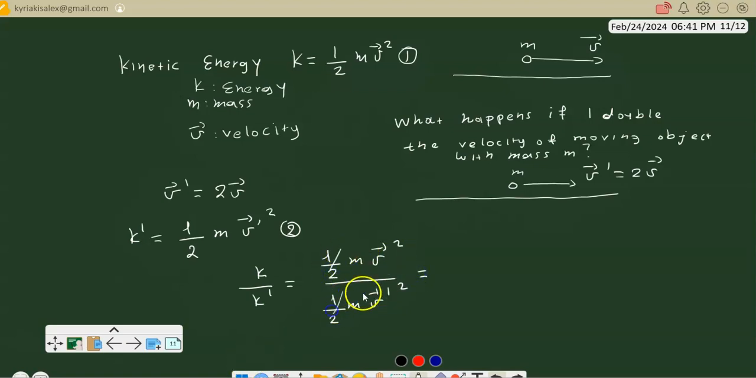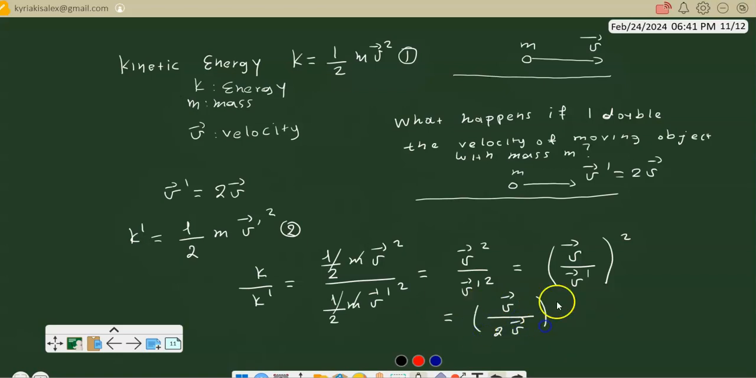So in these terms, I have v squared, the velocity squared, and the new velocity squared. So this can be written as v divided by v prime, squared. I am doubling the velocity, and this is 1 divided by 4. So the ratio of the two kinetic energies is 1 divided by 4. In other words, k prime equals 4k.